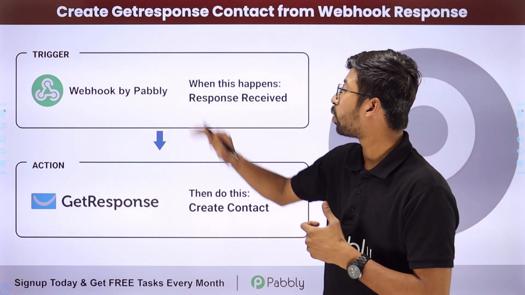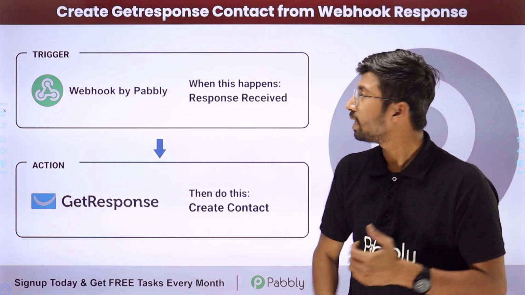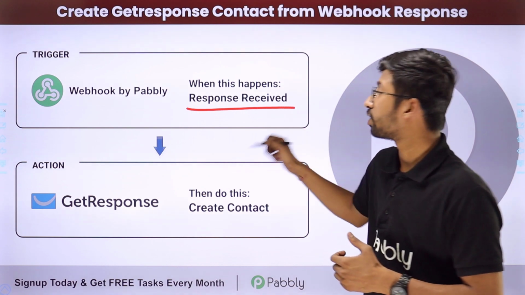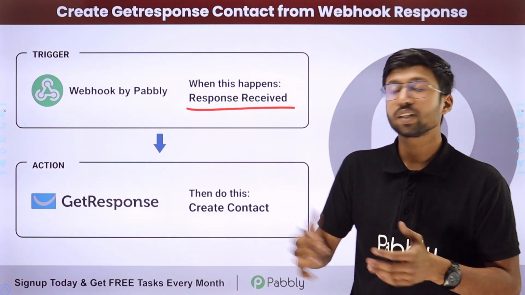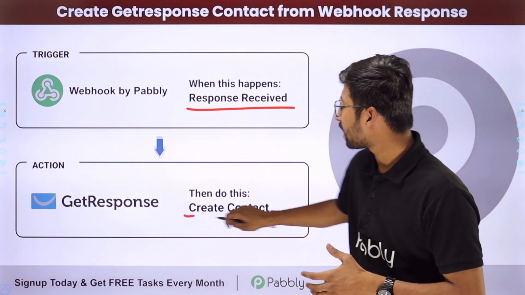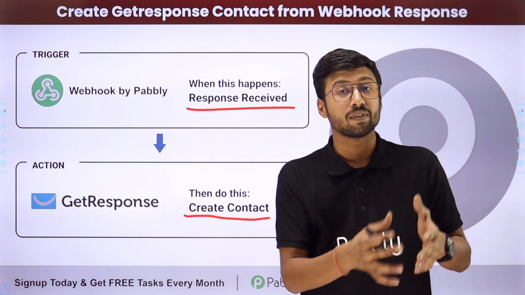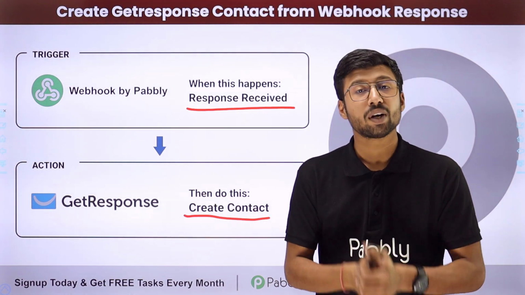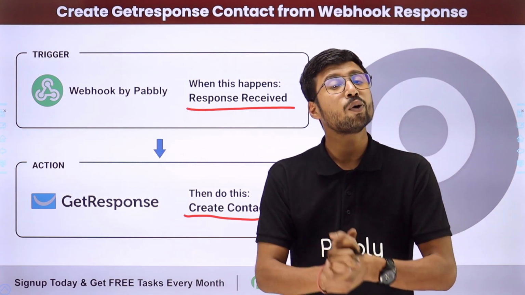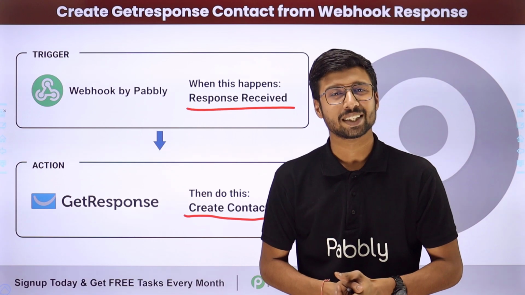So we will be using Webhook by Pabbly and we are going to add a Webhook URL in the trigger application. And then, whenever we receive a response on Webhook from that trigger application, automatically using this automation, you can create the contact in GetResponse. Like, you are getting the new contact details from your trigger application via the Webhook, and then automatically using Pabbly Connect automation, you can create a contact in GetResponse. So if you want to know how you can set up this automation, you just have to come with me to my screen.